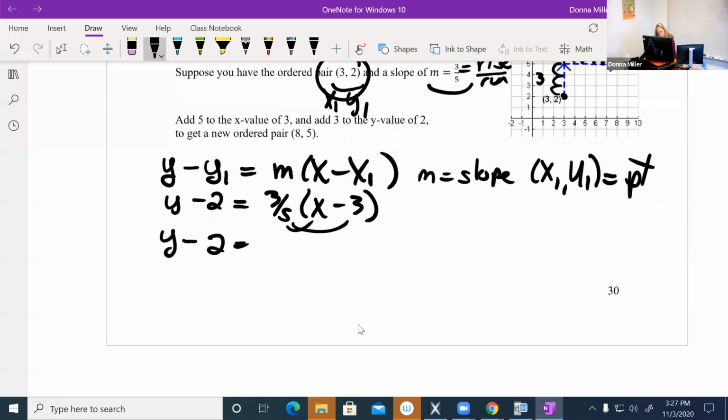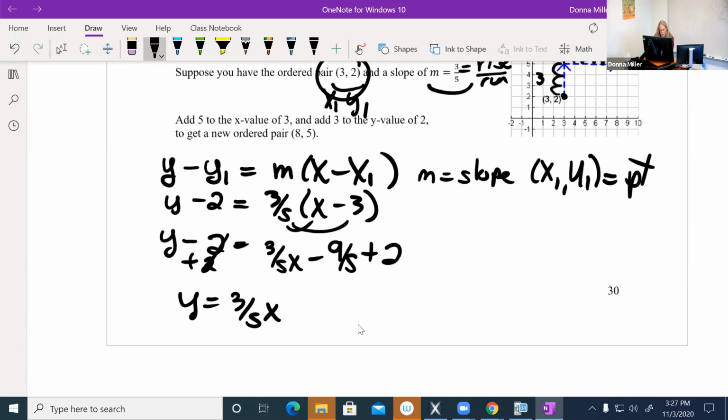Distribute the 3/5. Plug it into a calculator, you're going to get 9/5 here. If I add 2, I get y equals 3/5 x. So 2 is what, 10/5 minus 9/5. You're going to get 1/5 if you plug it into a calculator. So this would be the equation of the line. Now this is how to do it by hand. You don't have to do it by hand, you have a calculator.